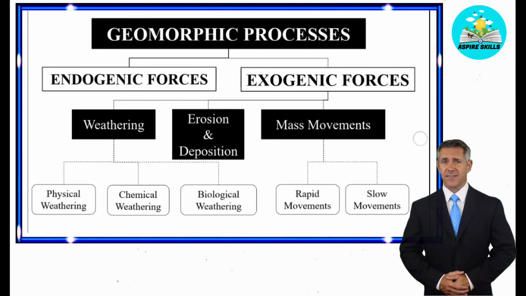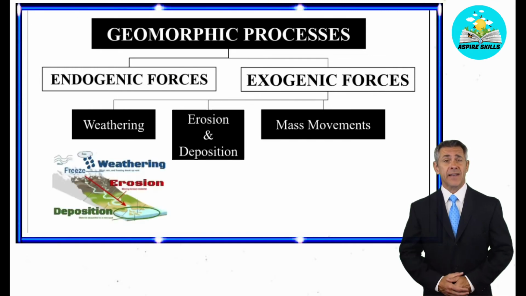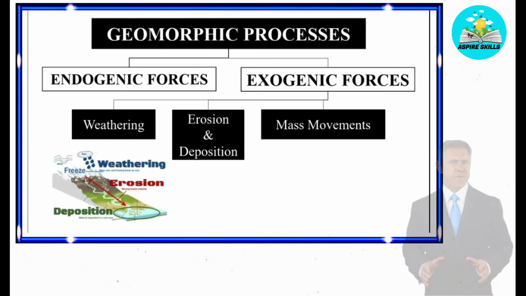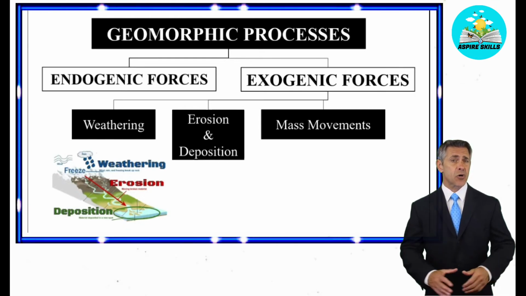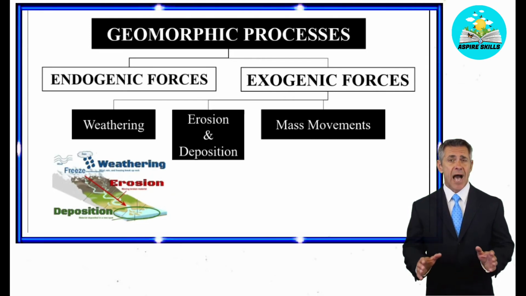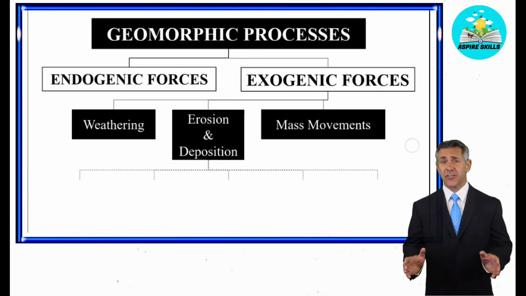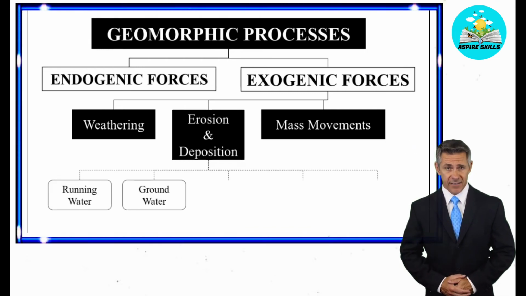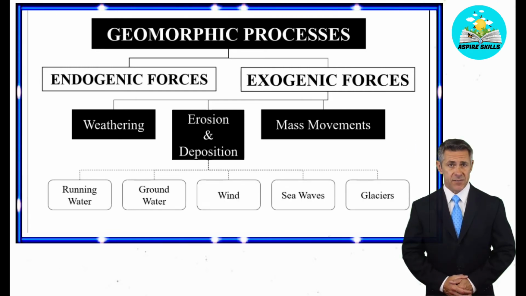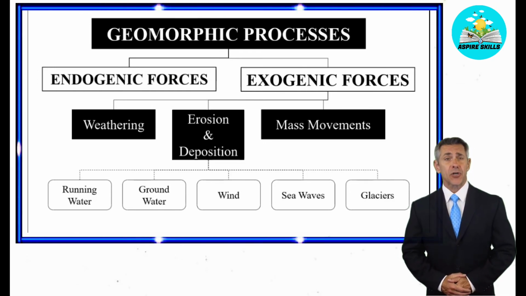And finally, we have erosion and deposition processes. Erosion is the process in which surface materials of Earth are removed from one location and transported to another. These transported materials are deposited in suitable places, forming several types of erosional and depositional landforms. There are mainly 5 agents that facilitate the process of erosion: running water or river, groundwater, wind, sea waves, and glaciers. So these are the important geomorphic processes and forces that change the Earth's surface through the course of time.